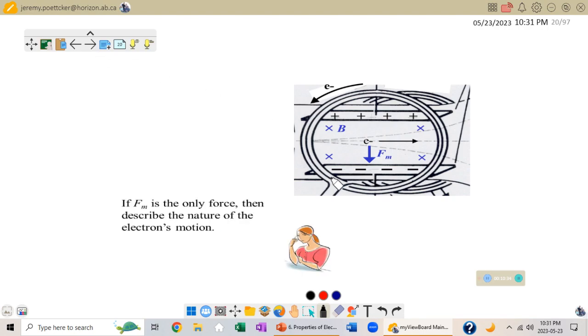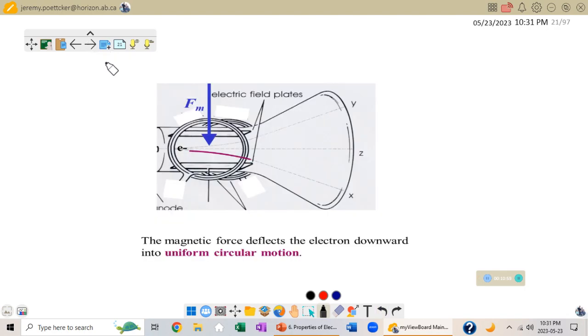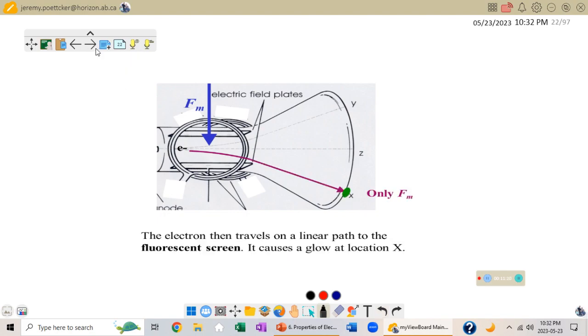So if Fm is the only force, so if there's only a magnetic field, we've turned off these electric plates. We're pretending this is not positively charged. We've disconnected the voltage source, and these are not negatively charged. They're just sitting there, neutral. The only force acting on the electron is the magnetic force. It's going to move down. It's going to be deflected downward into uniform circular motion. So it will be basically some portion of circular motion as long as it is in between the plates. As soon as it comes out, it travels in a straight line until it hits the screen at the X, and then we've got a glow there. Lovely.